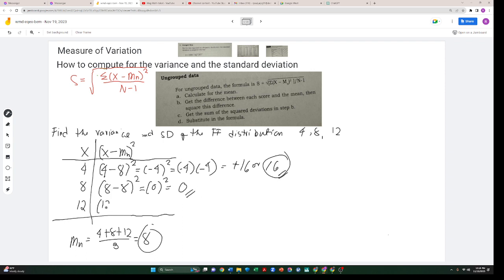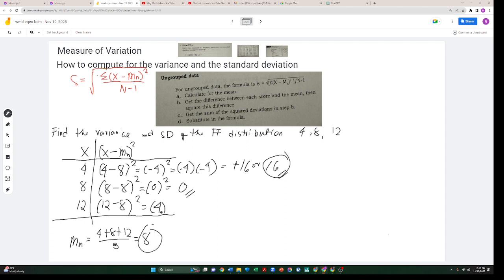Then 12 minus 8 squared. So 12 minus 8, how much? Four. Then 4 times 4 is 16. 16 is the answer. So step by step, for students who are not so inclined to math.